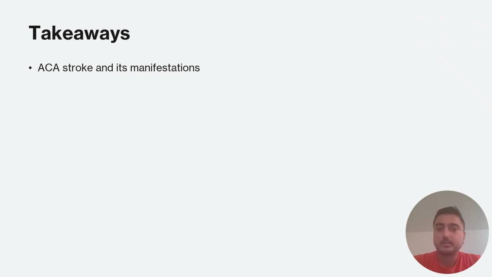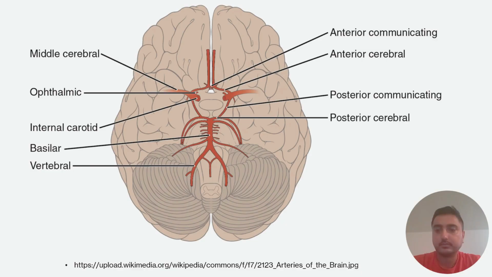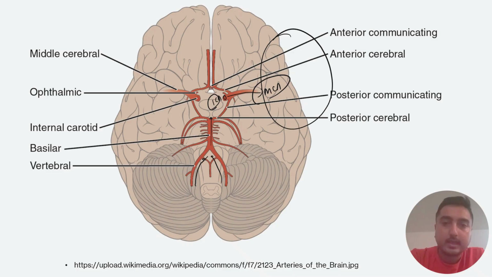So basically, I'll be discussing the ACA stroke and its manifestations. As you can see, the circle of Willis ascends upwards through the brainstem towards the cerebral cortex, and in doing so we have an artery over here, the internal carotid artery, that gives off branches. This would be the middle cerebral artery that is traveling towards the lateral side, and this is the anterior cerebral artery that is traveling towards the medial side of the brain.